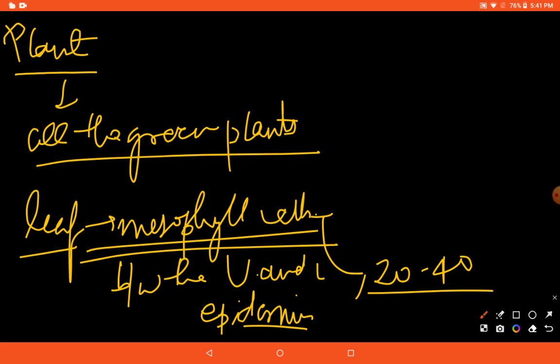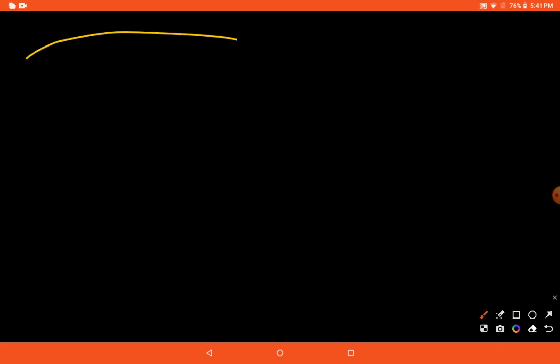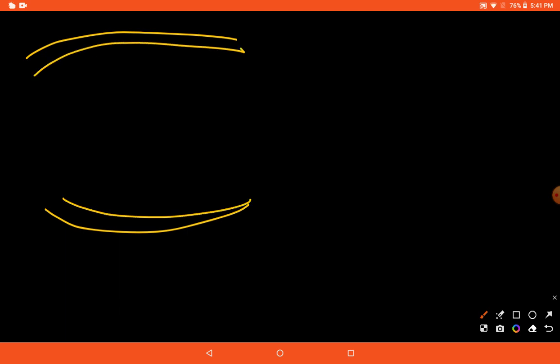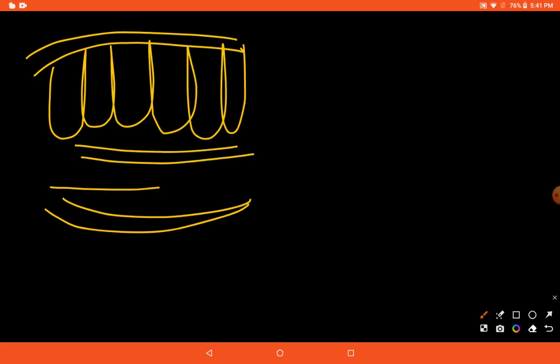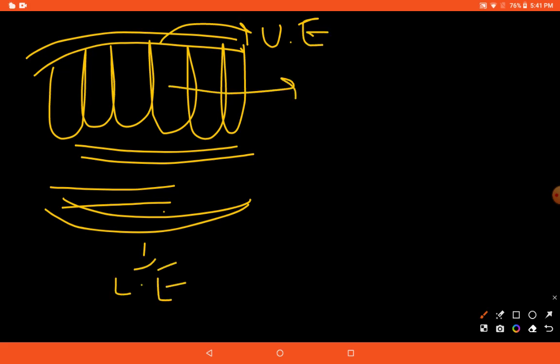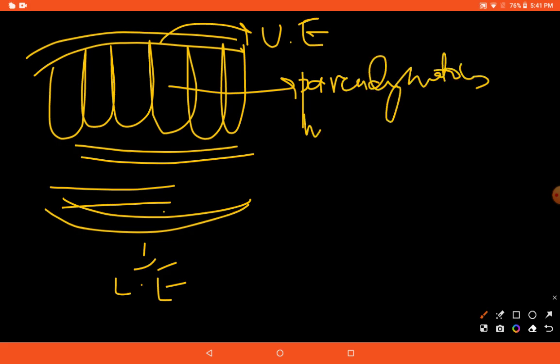And in one particular cell, there are about 80 to 120 chloroplasts. Okay, this is clear, right? Let me tell you, this is your epidermal layer. Like this, you have parenchymatous cells. This is your upper epidermis. This is your lower epidermis. And these are parenchymatous mesophyll cells. So it's a simple permanent tissue, right? Okay, got it?